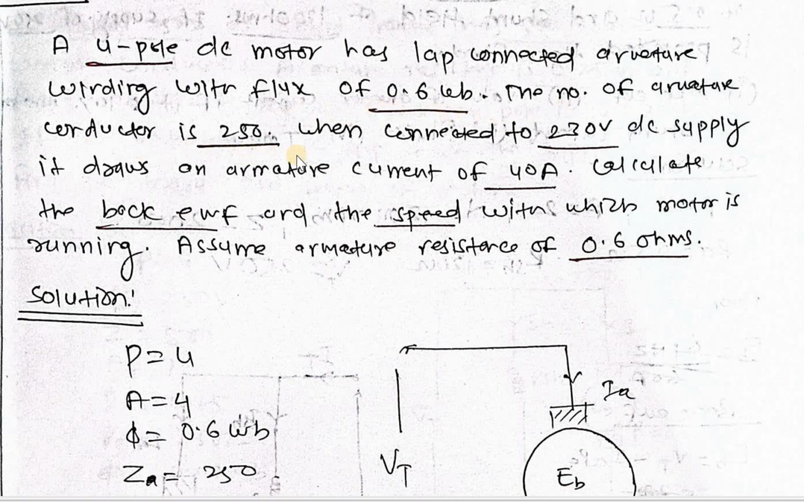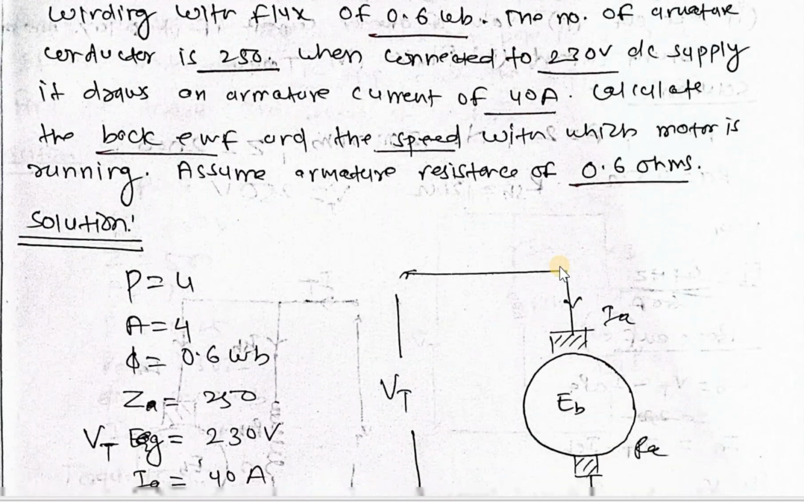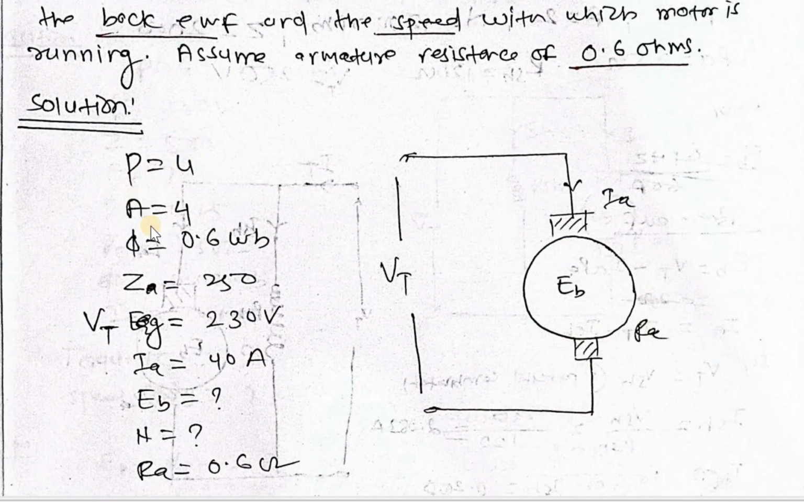And the last problem is, a 4-pole DC motor has lap connected armature winding with flux of 0.6 Weber. The number of armature conductors is 250. When connected to 230 volt DC supply, it draws armature current of 40 ampere. Calculate the back EMF and the speed with which the motor is running, assuming armature resistance of 0.6 ohm. Value of P is already given in the question. Value of A equal to P because it is lap winding, and phi equal to 0.6, Z equal to 250.